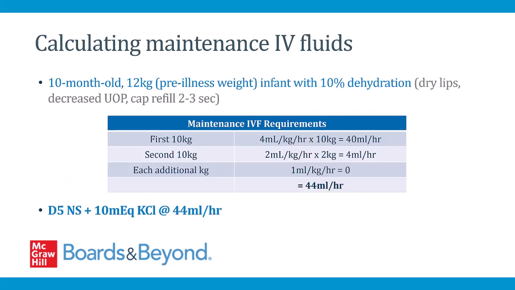Now to calculate maintenance IV fluids using another technique. For this 12-kilogram infant, remember we use the 4-2-1 rule, which will determine the rate of fluids in mLs per hour. For the first 10 kilograms, we multiply 4 mLs for each kilogram, which equals 40 mLs per hour. For the second 10 kilograms, we multiply 2 mLs for each kilogram. So for this 12-kilogram infant, we would multiply the remaining 2 kilograms times 2, equaling 4 mLs per hour. Therefore, the total maintenance IV fluids would equal 44 mLs per hour when added together.